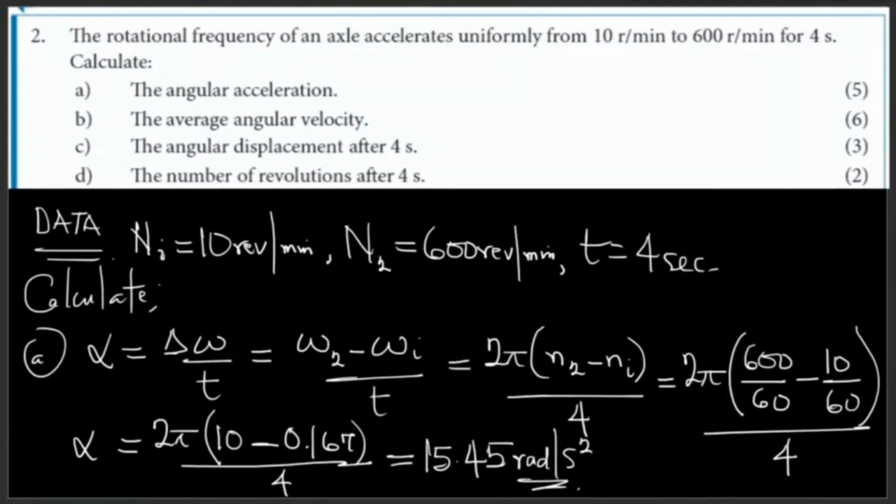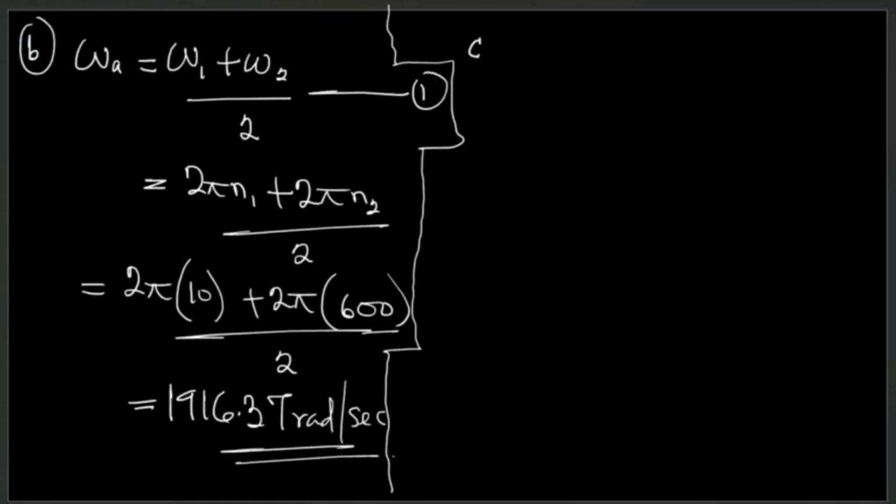How do we determine the angular displacement after 4 seconds? The angular displacement, that's the C part. Angular displacement is theta, right? The angular displacement after 4 seconds. So you can use the angular velocity multiplied by time. But with the angular velocity here, I'm going to use the average angular velocity.